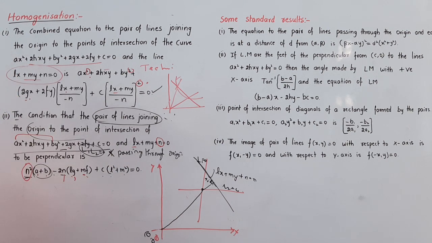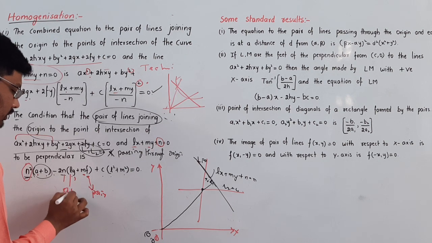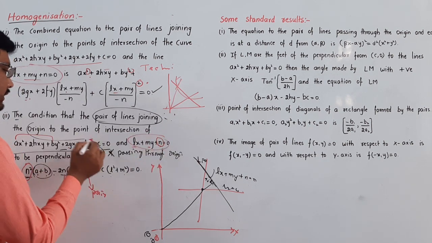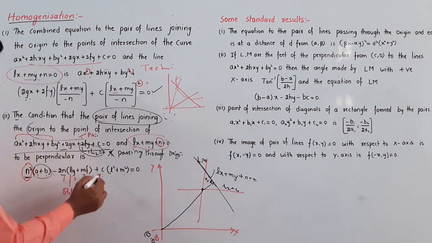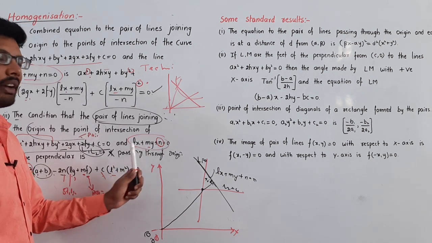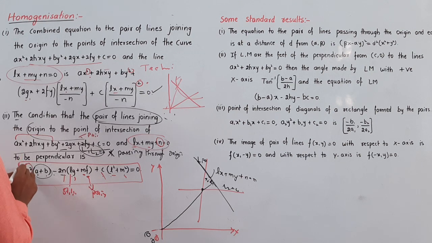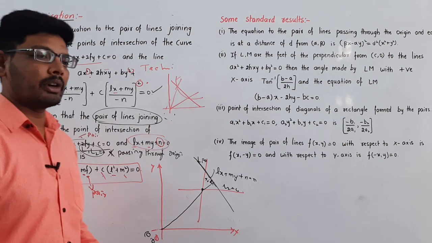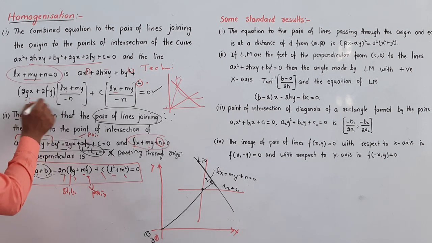Here m is the coefficient of y of the straight line, and g, f are the coefficients of x and y of the pair of straight lines. See the difference here: this is a straight line, this is a pair of straight lines. Now c is the constant of the pair of straight lines, and l, m are the coefficients of x and y respectively. This is an important condition for JEE Mains problems.